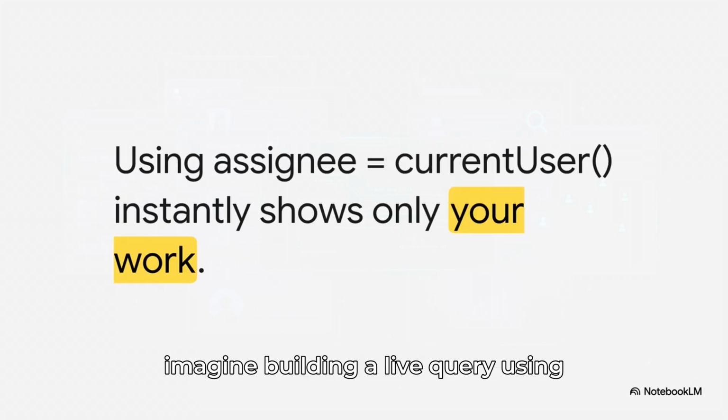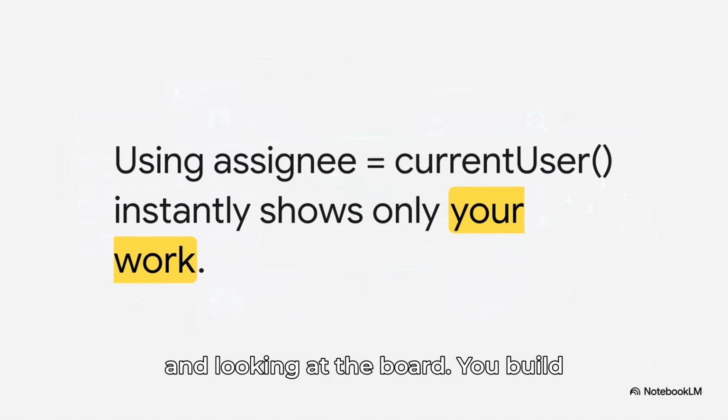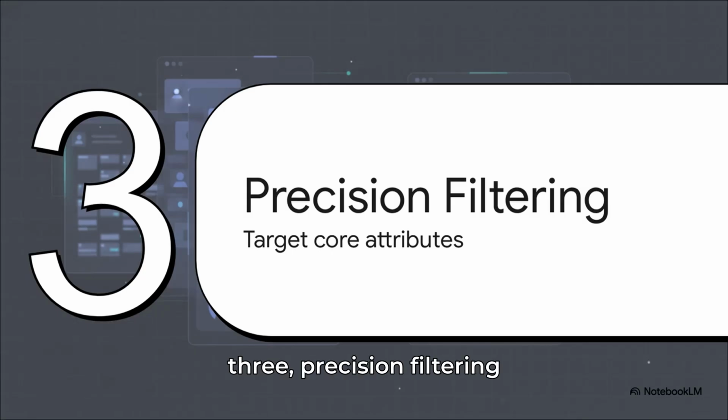Just imagine building a live query using assignee equals currentUser(). This instantly snaps the view to show work assigned to whoever is currently logged in and looking at the board. You build a dashboard exactly once, and it works perfectly for every single engineer on your team. How cool is that?